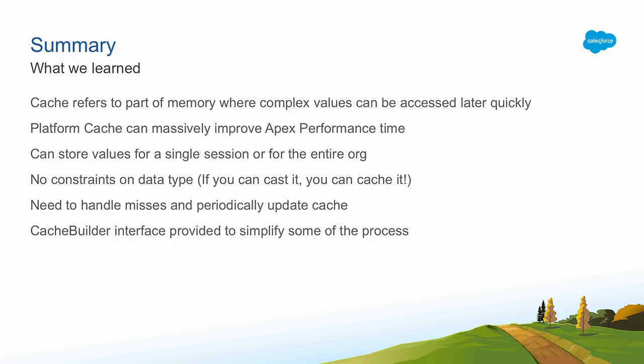We also talked about the need to handle misses and periodically update the cache. So have some way to do a null check and update it, whether it's in real time or through a scheduled job. There has to be something you're doing to handle that. Using Cache Builders is another capability there, where Salesforce is handling some of that for you, so you don't have to put the null checks in every single time.